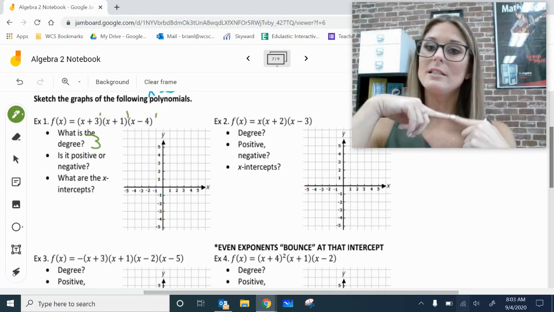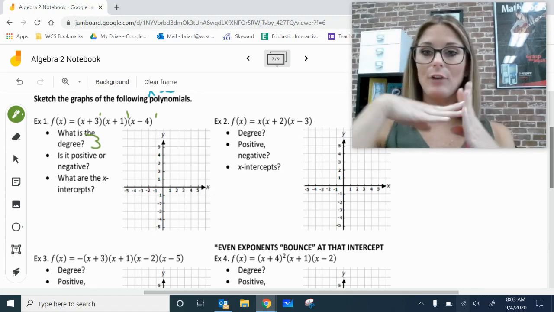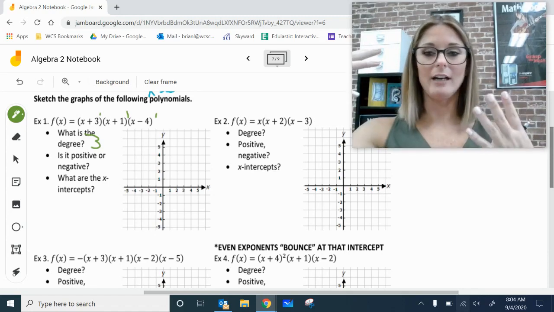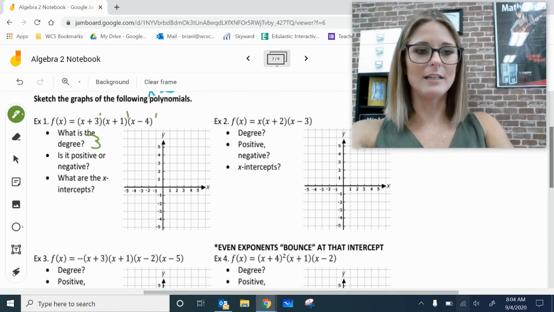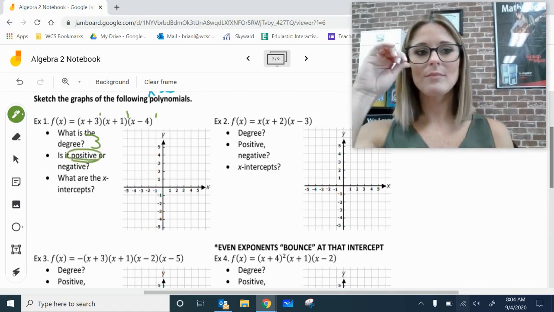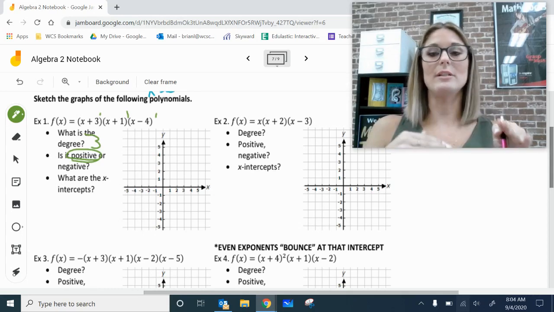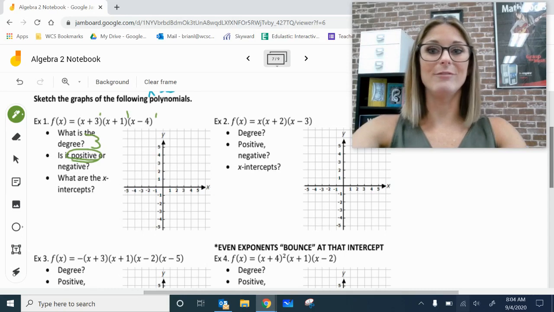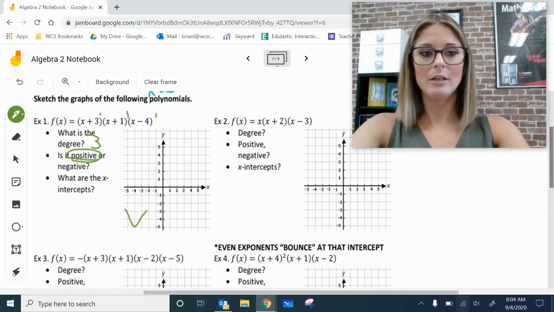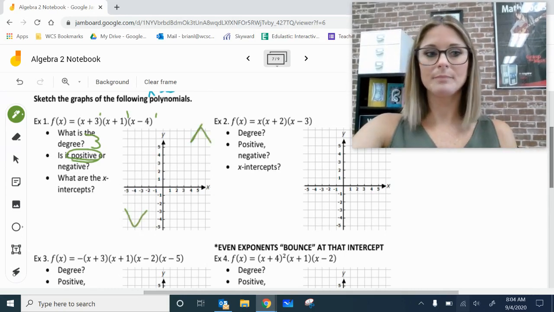Now, is it positive or negative? You're just going to look at the very front. If there's nothing there, it's positive. If there's a negative, it's negative. So this is positive. So I know it's odd and it's positive. I know it's going up from left to right. My left arrow should be down. My right arrow should be up. In fact, that's what I like to do. Go ahead and put my arrows.